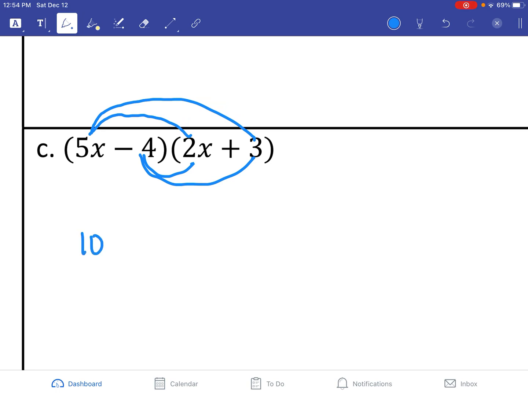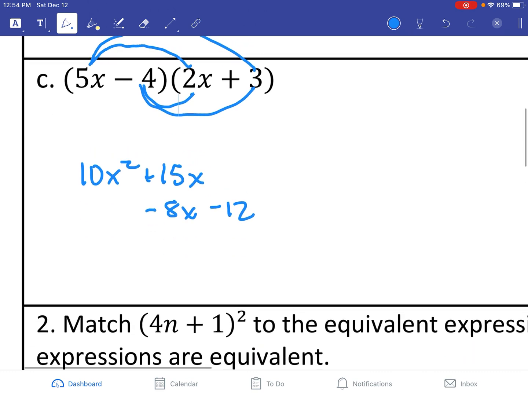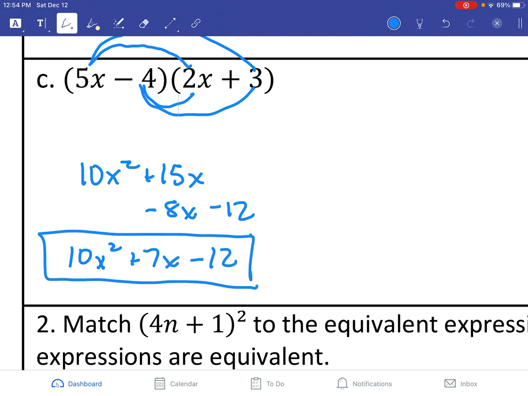So 5x times 2x is 10x squared. 5x times 3 is 15x. Now we do the negative 4. Negative 4 times 2x is negative 8x. Negative 4 times 3 is negative 12. Notice I put the like terms vertically in a column so that you can see where they are, and then you can just combine the like terms. So we have 10x squared, plus 7x, and then minus 12.